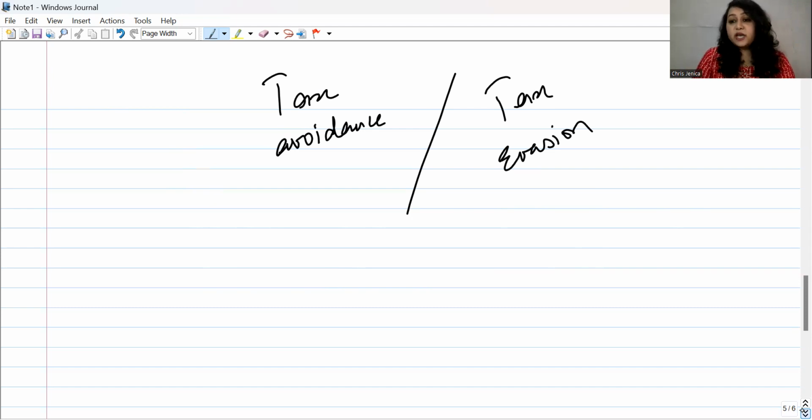But tax evasion is where in illegal terms you're going to reduce the liability. For example, you're going to suppress your income or you're going to deliberately provide false information related to your income in order to reduce the liability of tax paid. So this is illegal and this is legally reducing your liability. So this is the difference between tax avoidance and tax evasion.